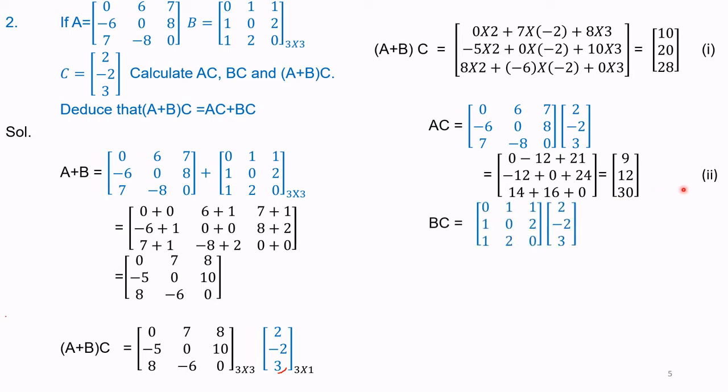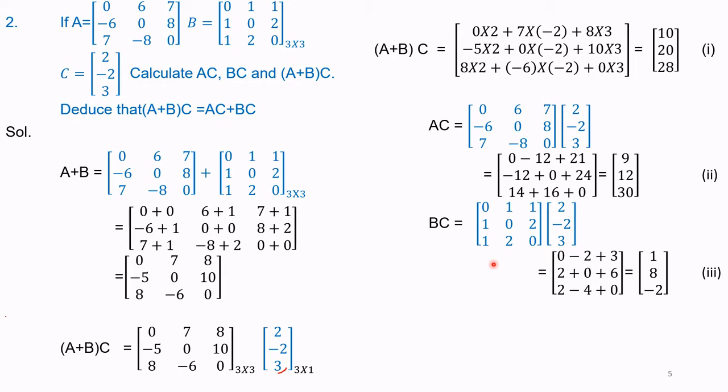Therefore, we get BC is equal to, now we have found AC. We have to find BC. We will copy matrix B as it is. That is 3 by 3. 0, 1, 1, 1, 0, 2, 1, 2, 0. This is matrix B. Then matrix C also we will copy. 2, minus 2 and 3. Now we will perform the multiplication.